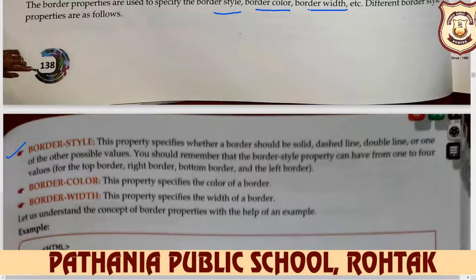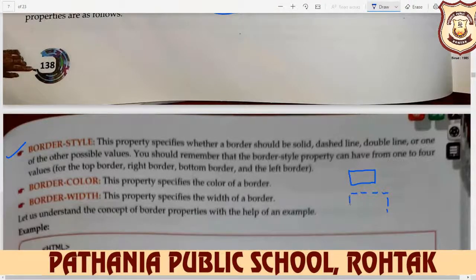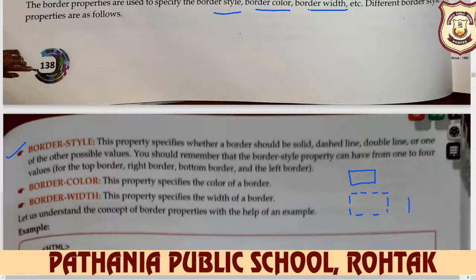For example, if you want to create a form and you want the input box border style to be dotted, then you use border style in CSS. If you want a double line for the border, then you use the border style double. If you want a solid line like this, then you use the value solid, and if you want a dashed line like this, then you use the dashed value. And if you want a double line, then you use the double border value. Okay, so the property names of the border are border style, border color, and border width.